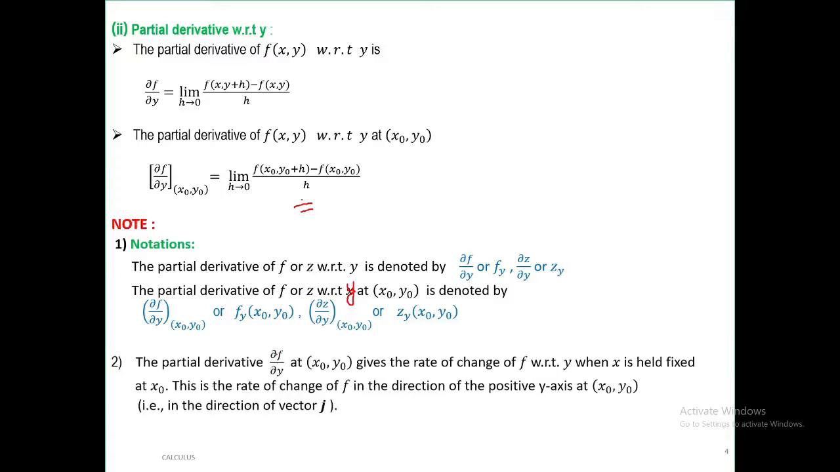The partial derivative dou f by dou y at some point gives the rate of change of f with respect to y when x is held fixed at x naught. Now x is constant because you are doing derivative with respect to y. Now y is a variable, x is constant. This is the rate of change of f in the direction of the positive y-axis at the point, or in the direction of the vector j. That means in the y-axis. J vector is the unit vector along the y-axis.